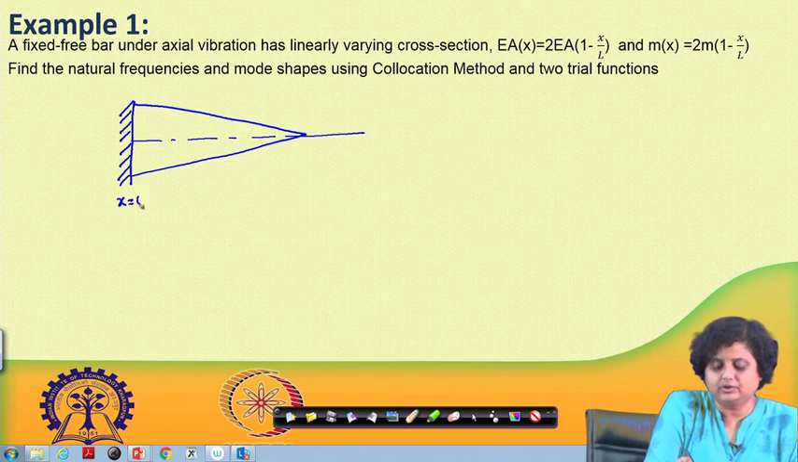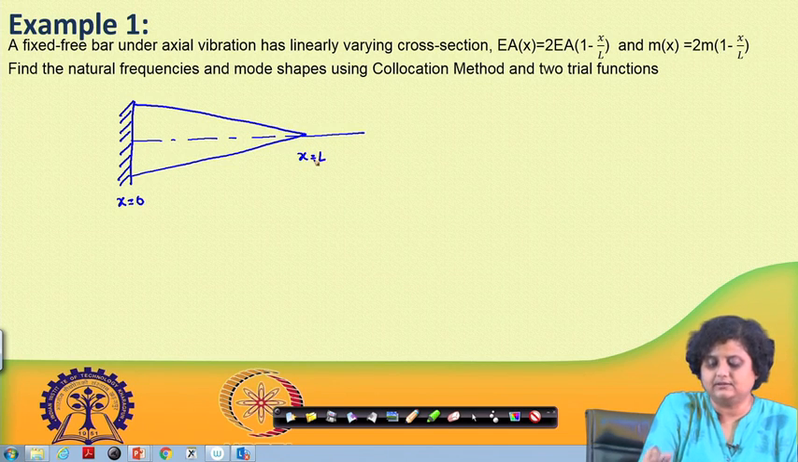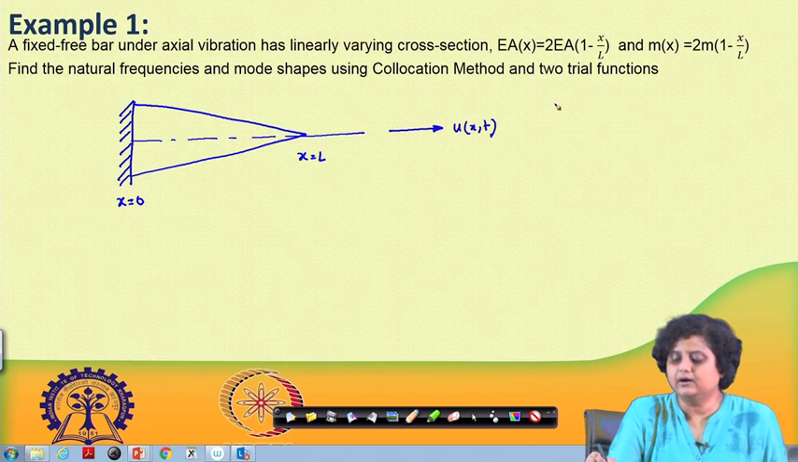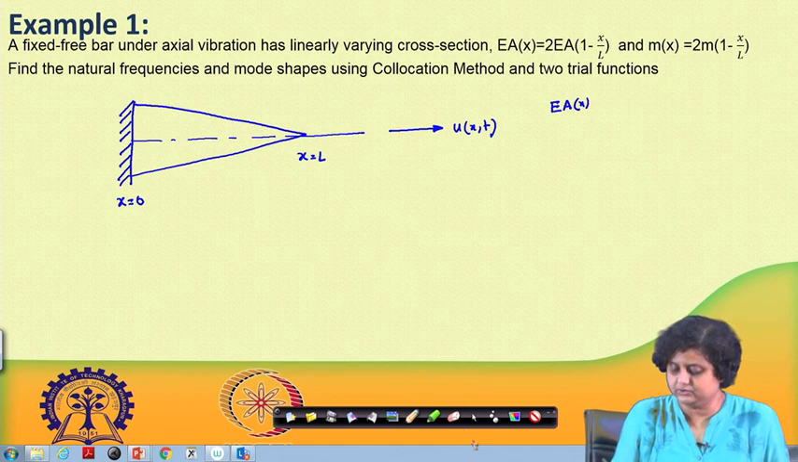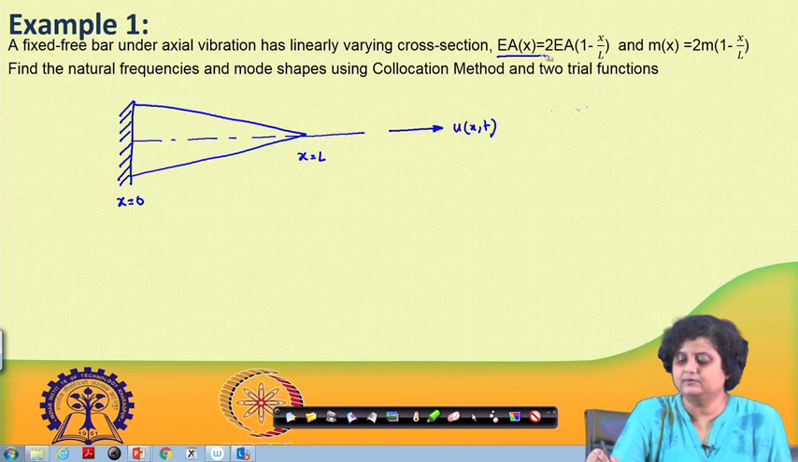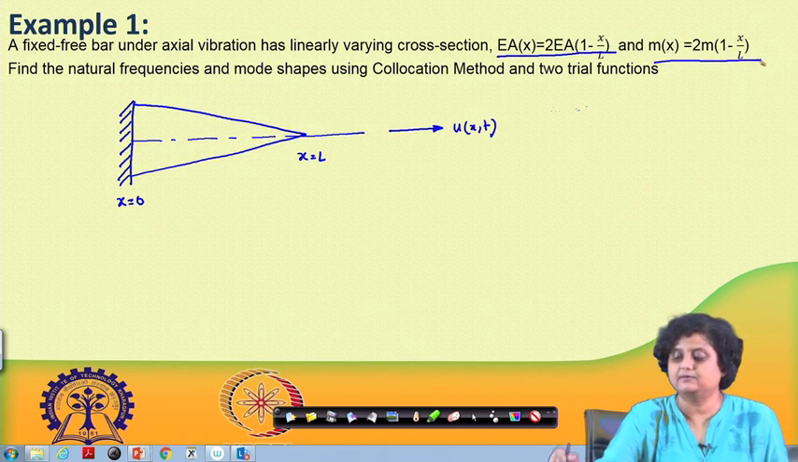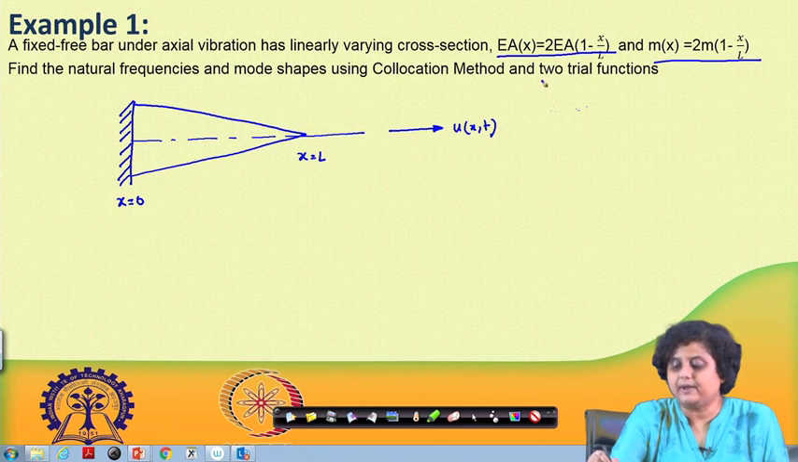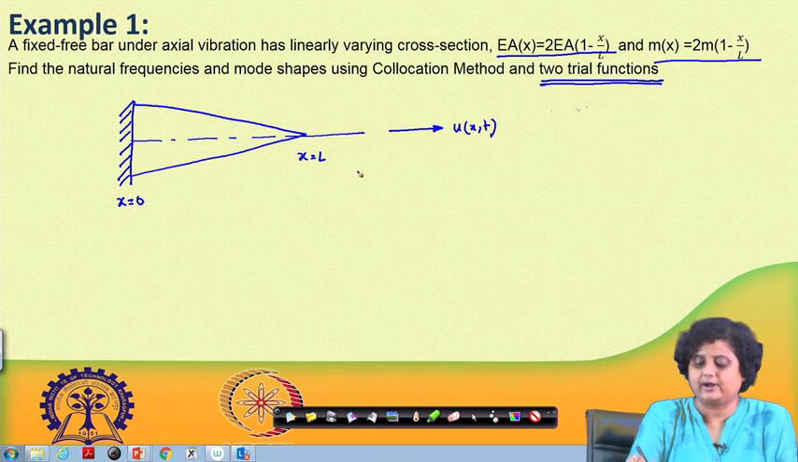At x equal to 0 and x equal to L, the displacement is uxt. The variation of EAx is given here, so I need not write it again. And mx is equal to 1 minus x by L. Now, how are we going to solve this using the collocation method? It has been mentioned that we have to use 2 trial functions. So, let us now choose the 2 trial functions.